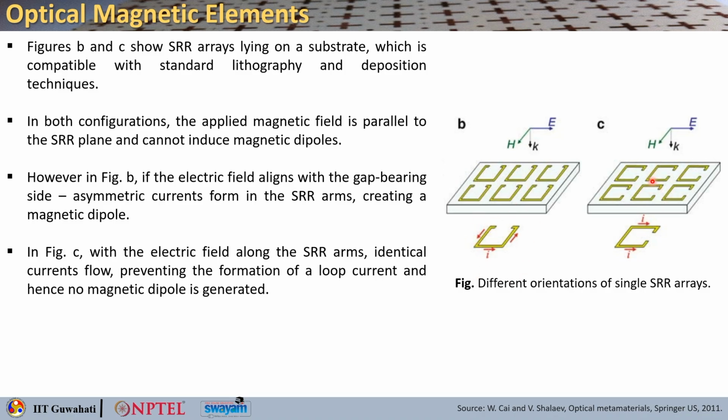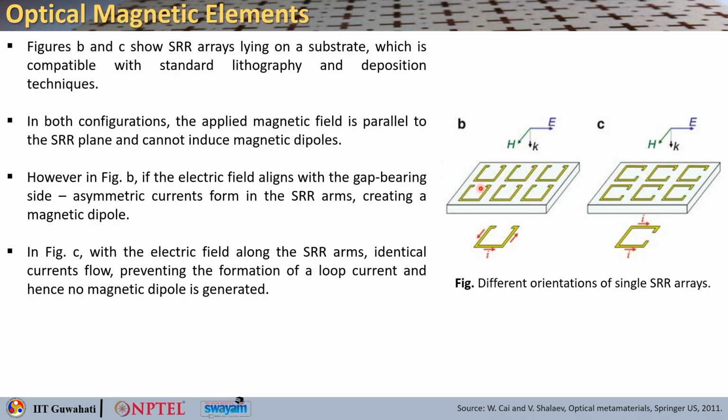Now, if you see here in figure B, the electric field is basically polarized along the two arms. Okay. So, in that case symmetrical or identical currents are basically excited on the two arms of the split ring resonator. So, in that case no loop current will flow and you cannot generate a magnetic dipole. Okay. So, this is the structure that will not give you any magnetic moment at all.